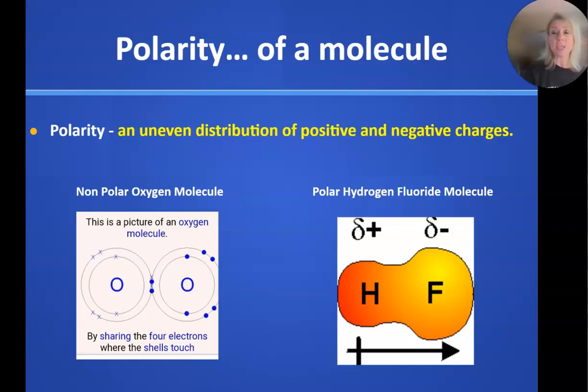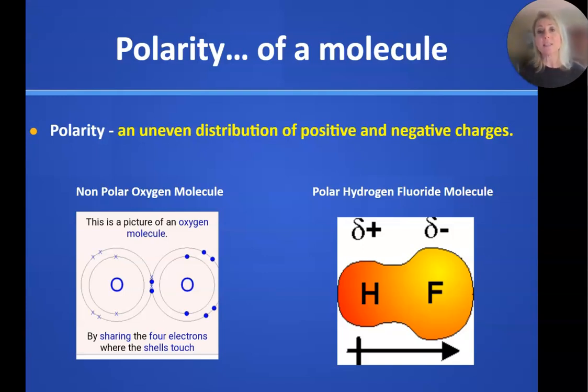So let's take a look at two examples of molecules. Our first example is on the left. This is a non-polar oxygen molecule. The reason why it's non-polar is because the oxygen molecule is made up of two atoms of the same element, two oxygen atoms, and they share electrons equally. So if you have an equal distribution, then that means that your molecule is not going to be polar.